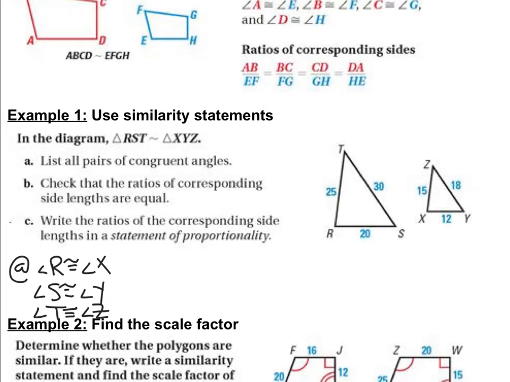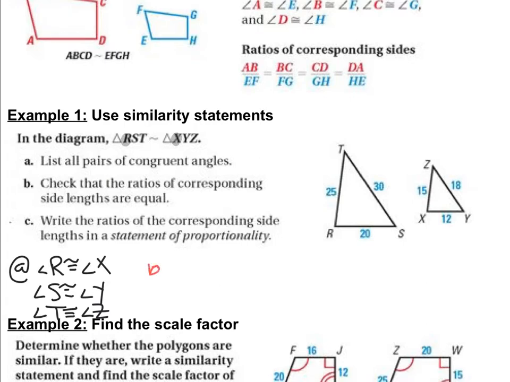They just match up, whichever position they're in on this one, they're also going to be over here. They're not going to mix them up in any way, shape, or form. That's the way similarity statements work. Next, part B says to check the ratios of corresponding sides.